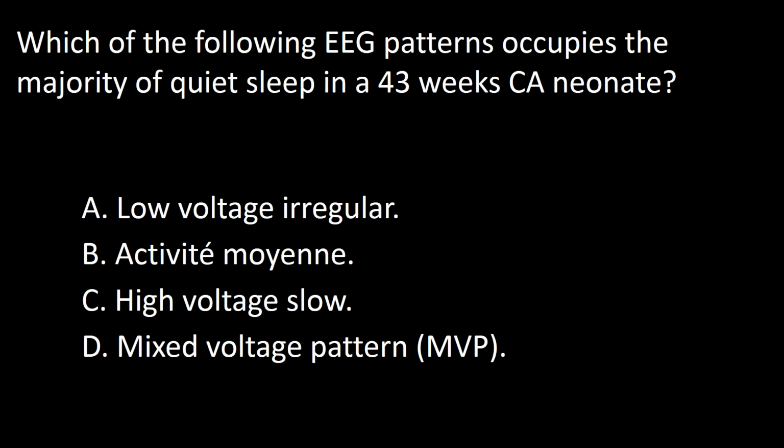Next question. Which of the following EEG patterns occupies the majority of quiet sleep in a 43-week conceptual age neonate? A. Low voltage irregular. B. Activité moyenne. C. High voltage slow. D. Mixed voltage pattern.